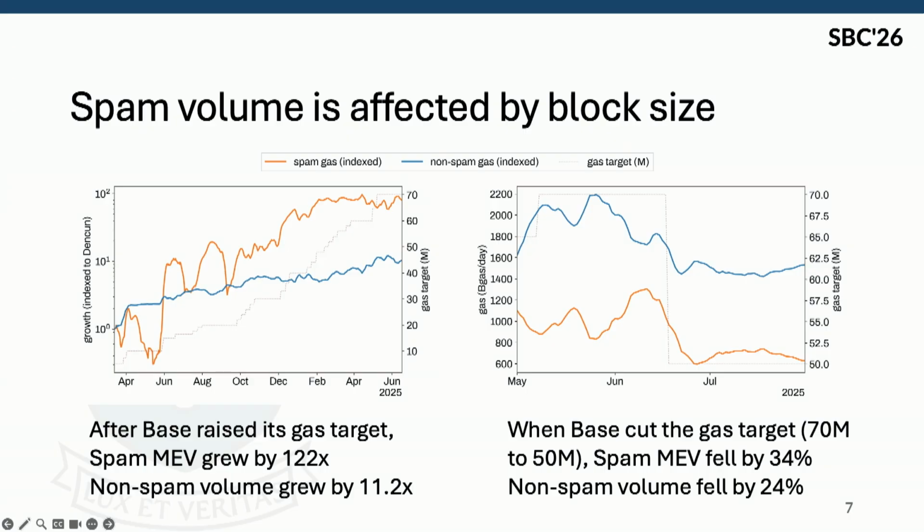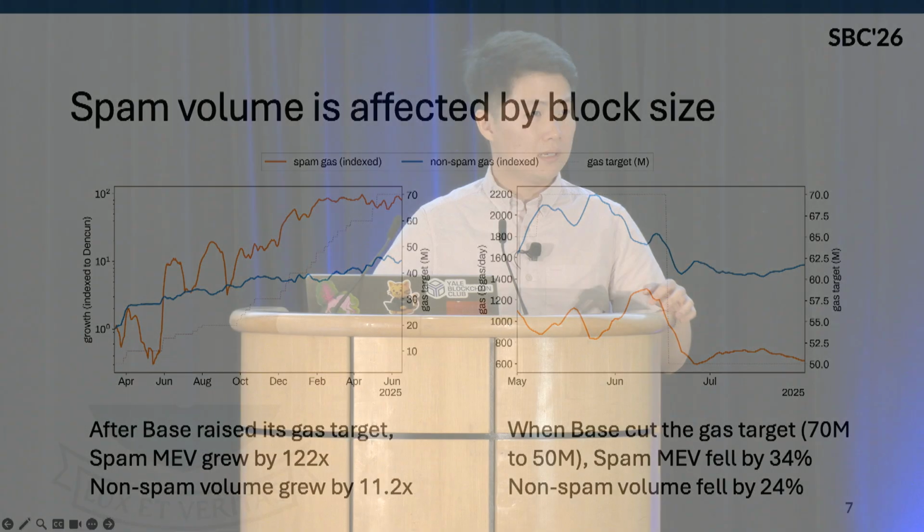There was also one time when Base cut its gas target from 70 million to 50 million, and the spam MEV fell by 34%, while the non-spam volume only fell by 24%. So there's also a difference, which means that the volume of spam MEV is more sensitive to the block size than the non-spam volume. But why?